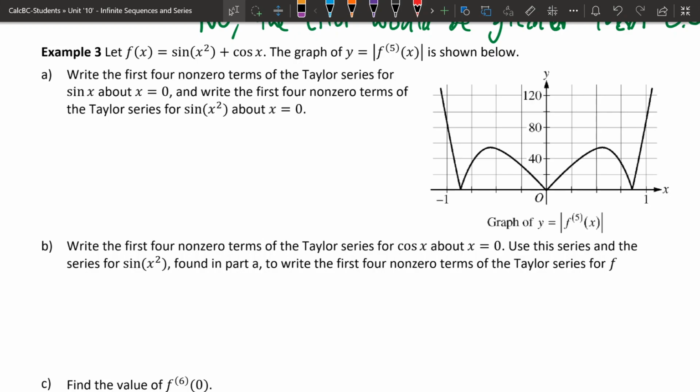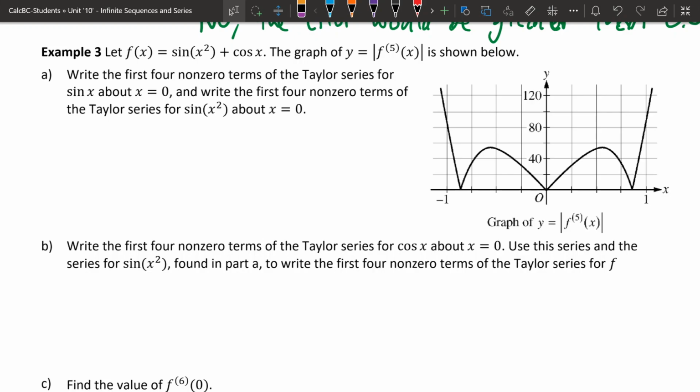All right. Example 3 says, let f of x equals sine of x squared plus cosine of x. The graph of y equals absolute value of the fifth derivative of f of x is shown below. All right, so they're giving us a graph. They don't give us any of the other derivatives graphs or any other information about those, but they do give us the function. So in part A, it says write the first four non-zero terms of the Taylor series for sine of x about x equals 0, and write the first four non-zero terms of the Taylor series for sine of x squared about x equals 0.